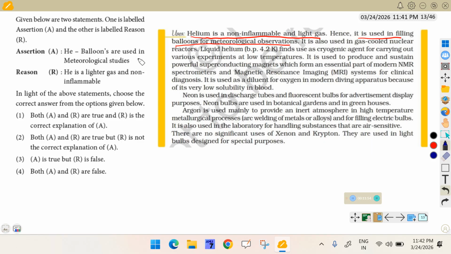Assertion: helium balloons are used in meteorological studies. Correct. Helium is a lighter gas and non-inflammable. Correct. A is true, R is true, R is the correct explanation of A.